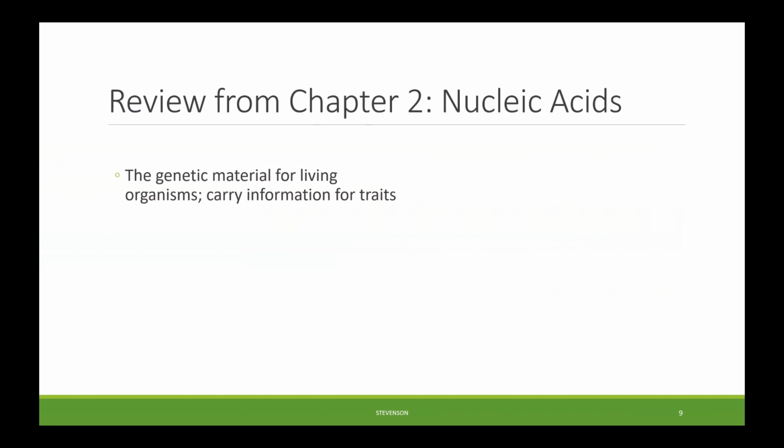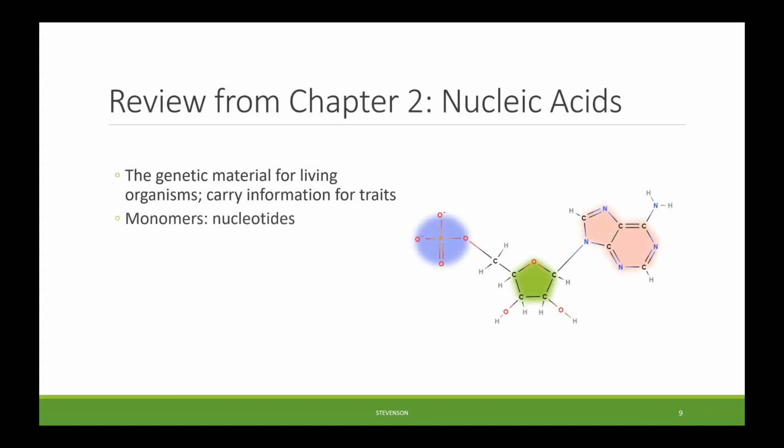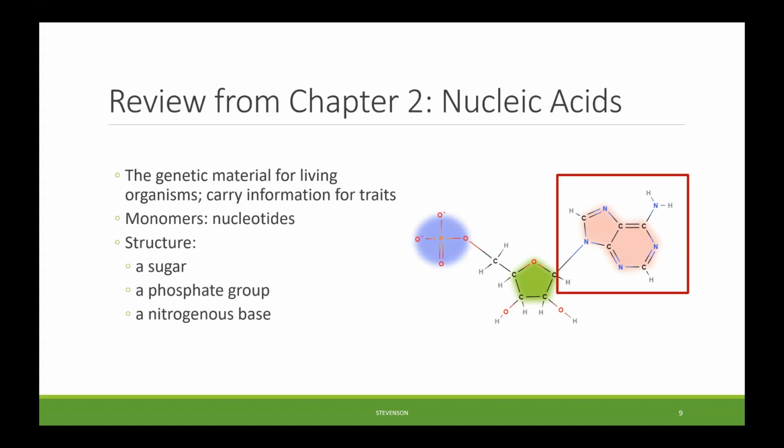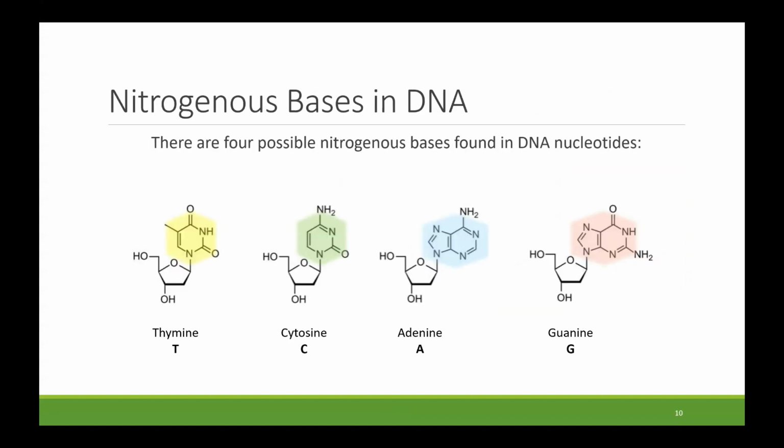So DNA is a type of nucleic acid, which means that it is made up of strings of nucleotides. And every nucleotide is composed of three pieces: a sugar molecule, which is shown in green, linked to a phosphate group, which is shown in blue, and also a nitrogenous base, which is shown in pink. And this nitrogenous base varies. It can be 4 different things: thymine, cytosine, adenine, and guanine.